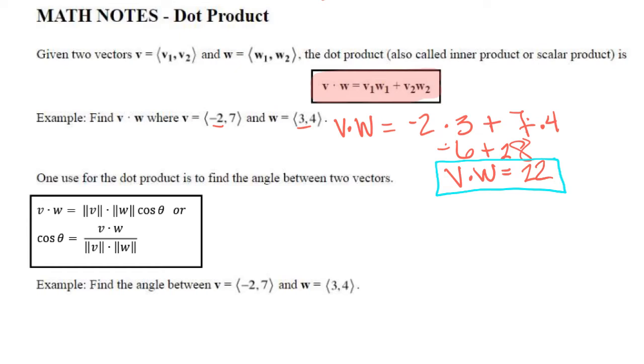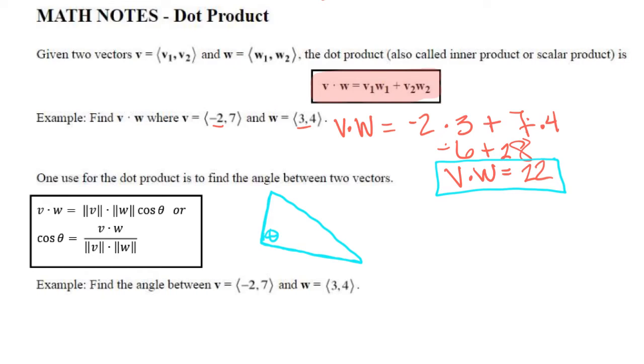So one use for the dot product is to be able to find the angle between two vectors. So for example, when we had a triangle before that was not a right triangle, let me just draw any obtuse triangle. We could find this angle by using law of sines or law of cosines, depending on the information given to us. Well, now we will be able to find that angle using the dot product. So how would we do that? Take a look at what's in the box.